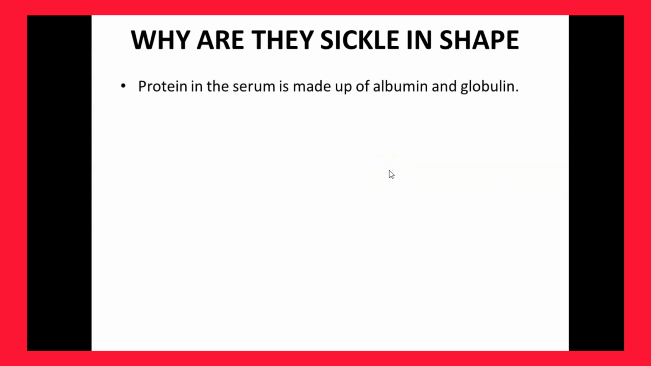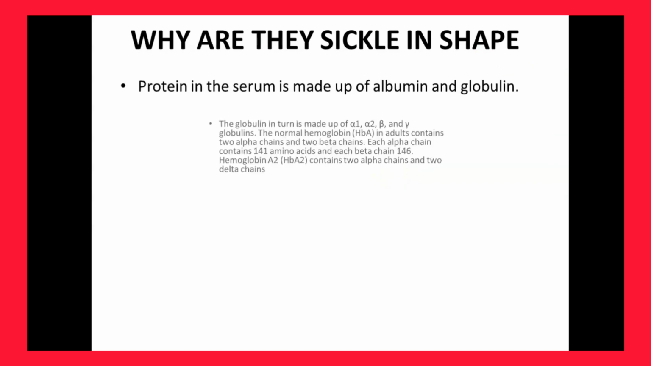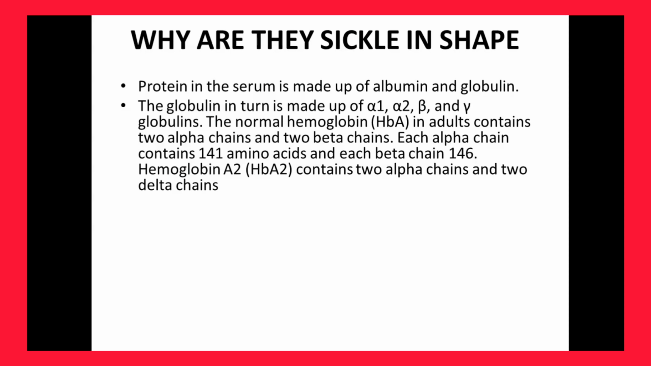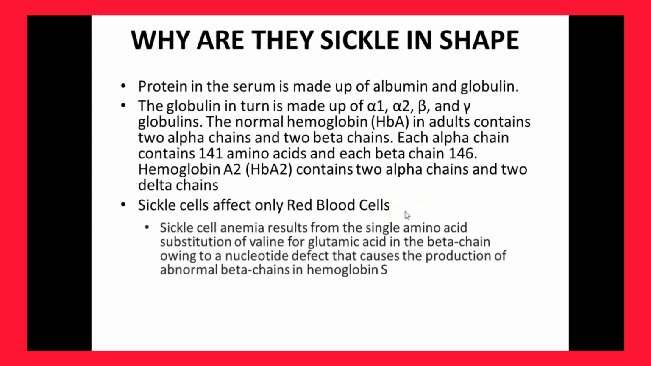That is the question. Protein in the serum is made up of albumin and globulin. The globulin has the alpha, beta, and gamma chains. The normal hemoglobin in an adult contains 2 alpha and 2 beta. Each alpha chain is 141 amino acids, while the beta is 146. The A2 is the thalassemia. It contains both the alpha and 2 delta. The sickle cells affect only red blood cells.